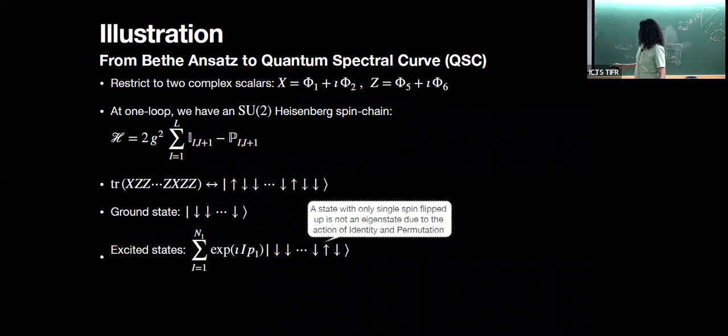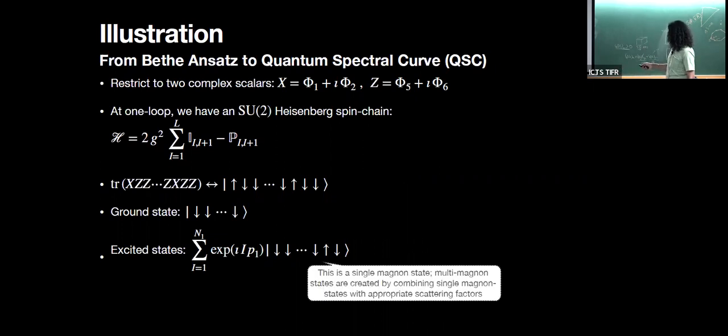But a state with only a single spin flipped up can't really be an eigenstate of the Hamiltonian, because the permutation operator will flip these two spins. While the identity doesn't do anything, the Hamiltonian acting on this is not an eigenstate. The way to go around that is to define a state called a single magnon state. What you do is you flip one spin up at each position. I've not written this very well, but here this is the ith spin which is flipped up.